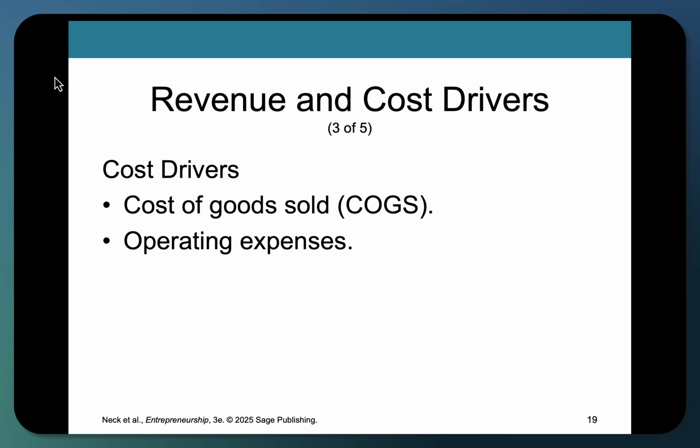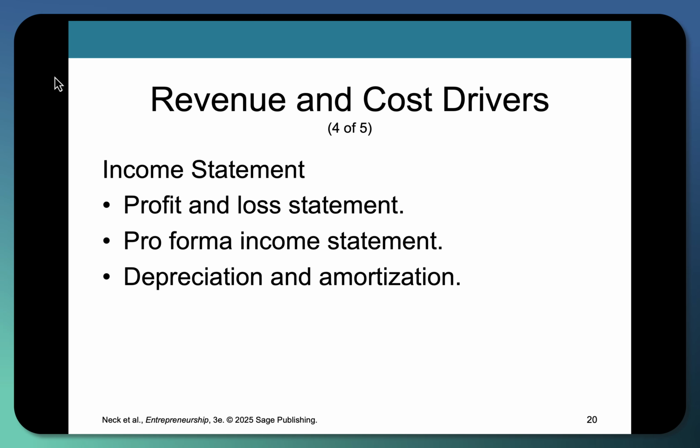Again, cost drivers, cost of goods sold, so how much direct cost of producing a certain product. How much did it cost you to produce this product? Even if it's intangible or tangible, it must have cost you something. Your operations cost, you have to think about how much money you're spending to actually operate your company. So if you have a brick and mortar store, how much is rent? How much are utilities? Your employees? You've got to think about all that.